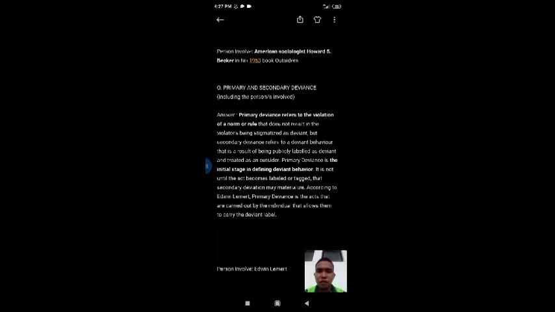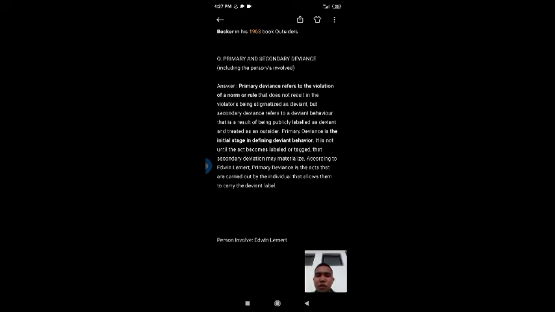So the last letter is primary and secondary deviance. Primary deviance refers to the violation of a norm or rule that does not result in the violator being stigmatized as deviant, but secondary deviance refers to deviant behavior that is a result of being publicly labeled as deviant and treated as an outsider. The person in this one is Edwin Lemert.